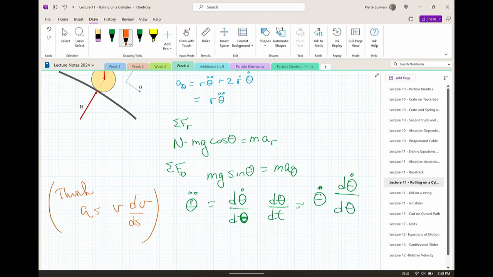I can rewrite that second derivative and say, well, using the chain rule, it's d theta dot d theta times d theta dt, and d theta dt I already know to be theta dot. So I end up with theta dot d theta dot d theta, and what I want you to think about is it's the same, or the analog, for angular motion, of linear motion with acceleration, so v dv ds.